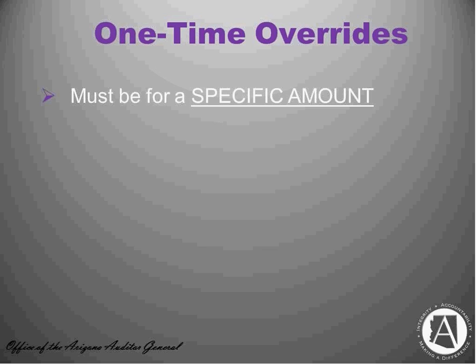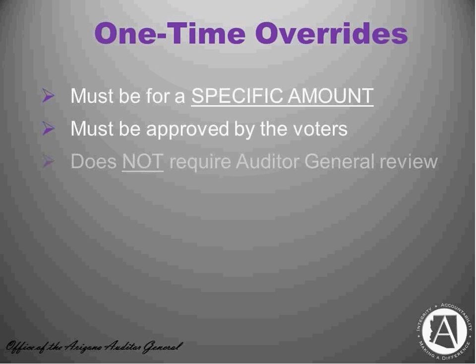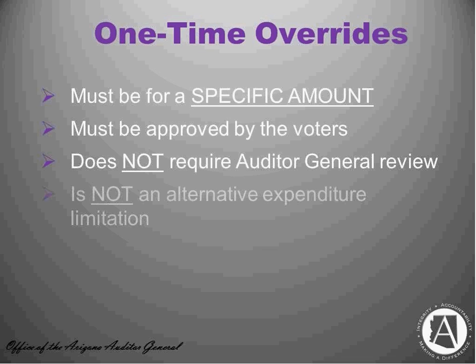The Constitution also allows a few instances in which expenditures in excess of the limitation may be authorized. The most common of these is the one-time override. One-time overrides are set up for a specific expenditure amount and must be approved by the voters. They are not required to be reviewed by our office.